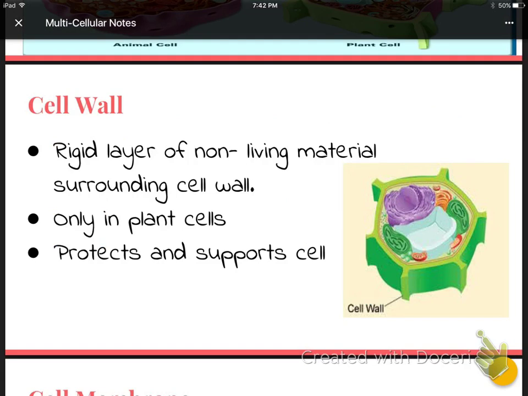The cell wall that we keep talking about in our plant cells is a rigid layer of non-living material that surrounds the cell. So it's only in plant cells, which is important to know, only in plant cells. And its job is to protect and support the cell. Just kind of like your parent's job is to protect and support you, right? So here's your little parent, yay, and here's you as a little kid, yay, he's protecting and supporting you. That's the same function as the cell wall.